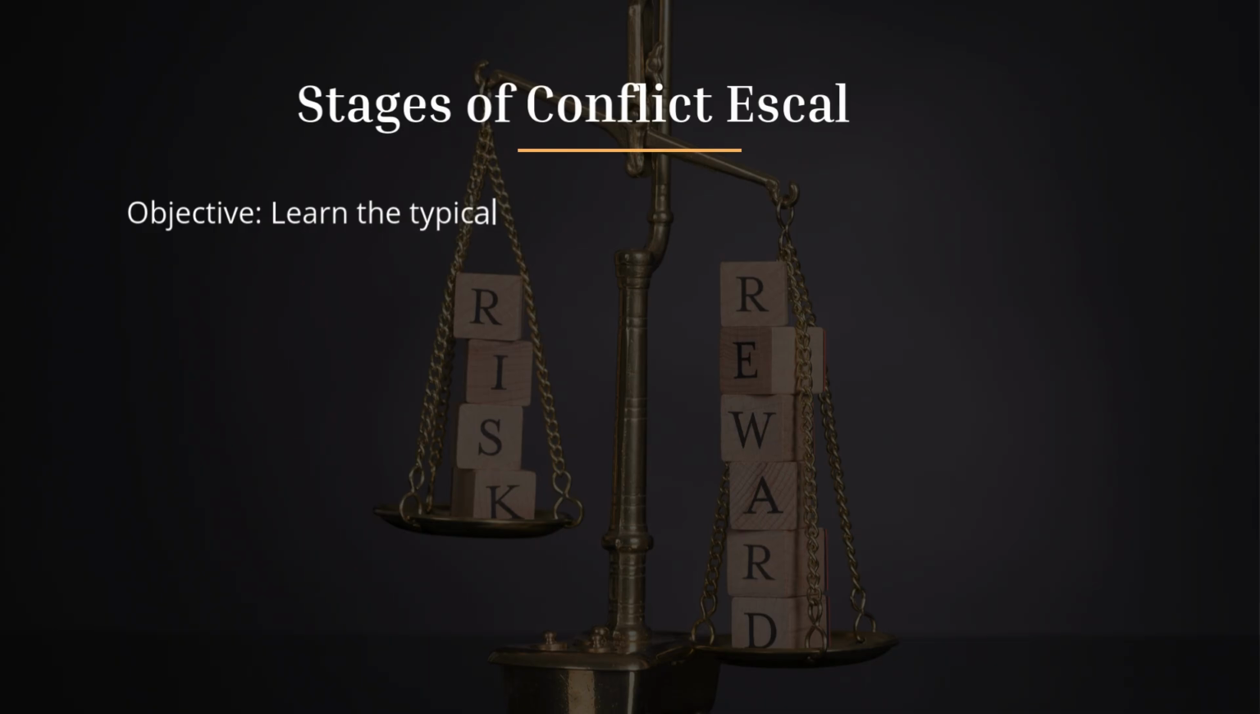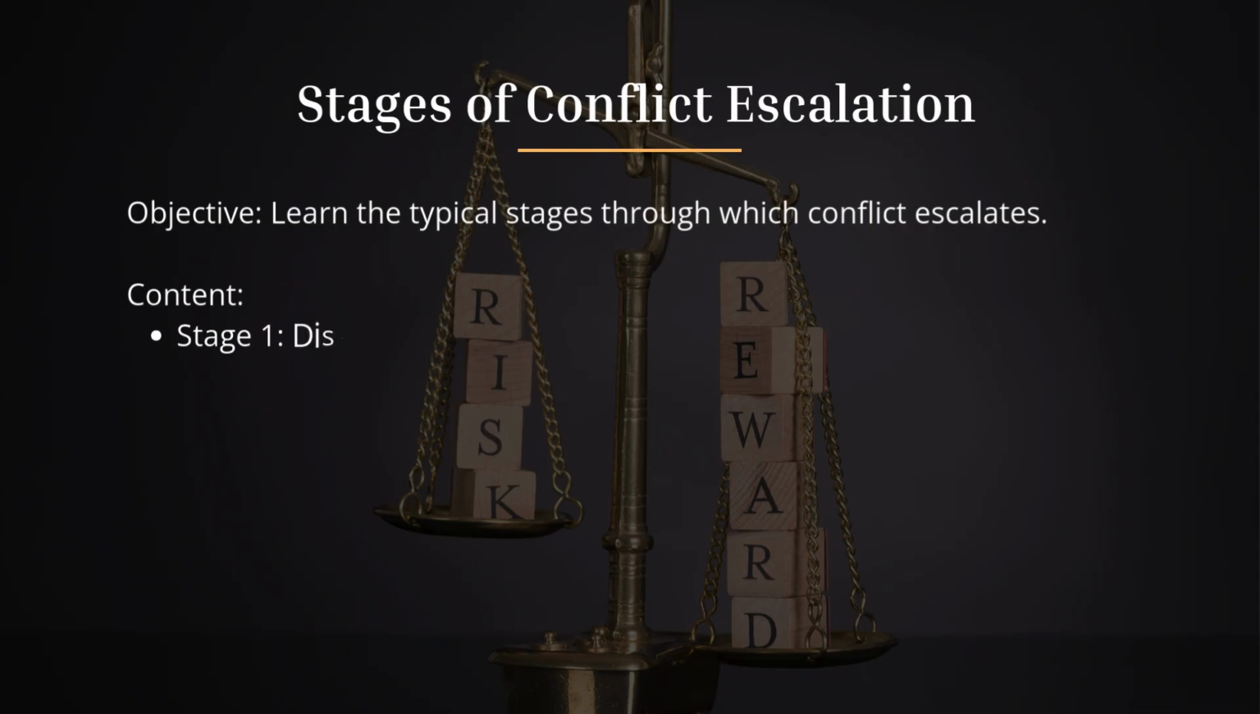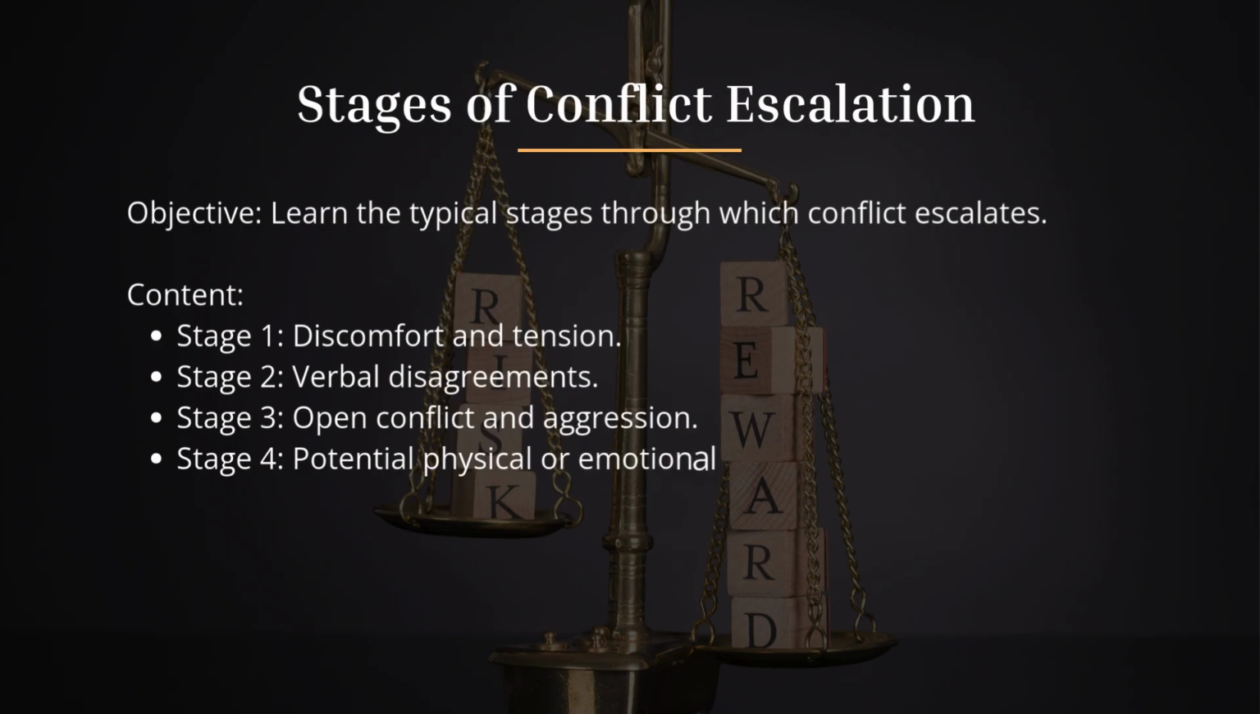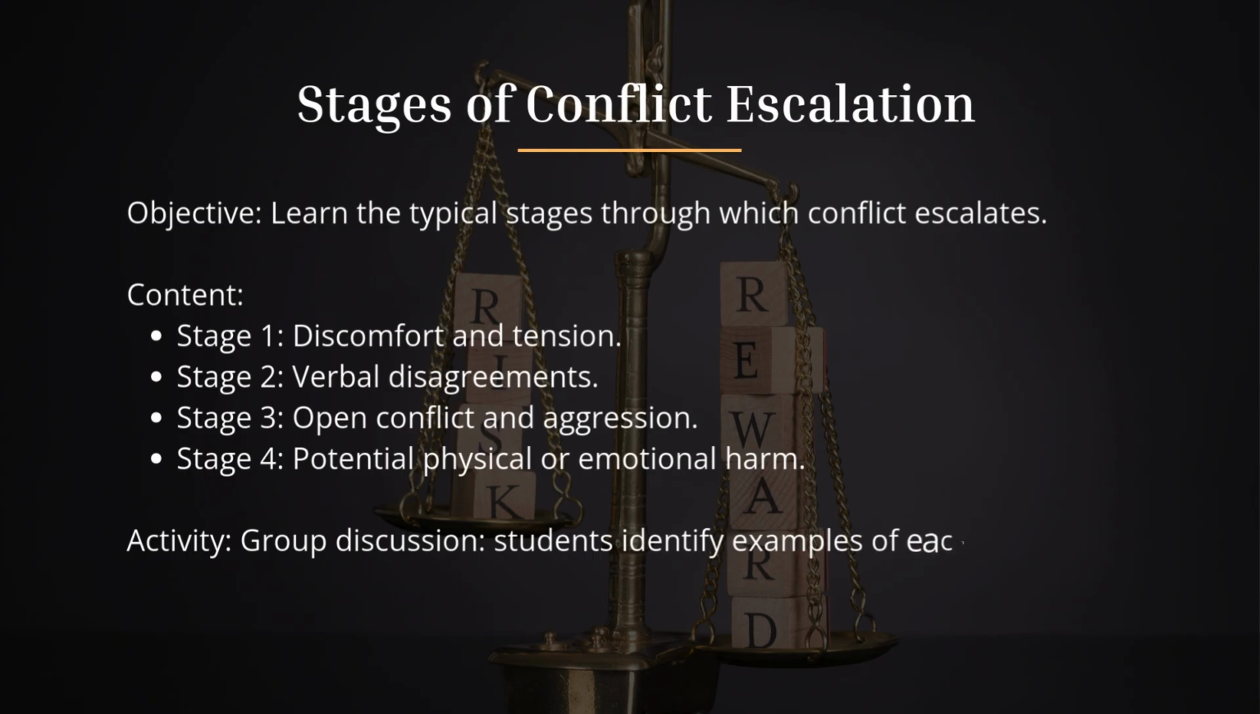Stages of conflict escalation. Objective: learn the typical stages through which conflict escalates. Content: Stage 1, discomfort and tension. Stage 2, verbal disagreements. Stage 3, open conflict and aggression. Stage 4, potential physical or emotional harm. Activity: group discussion. Students identify examples of each stage from real life or media examples.